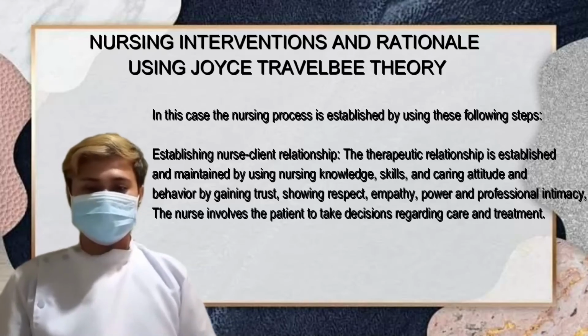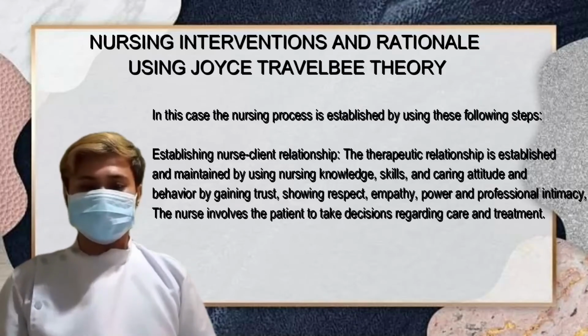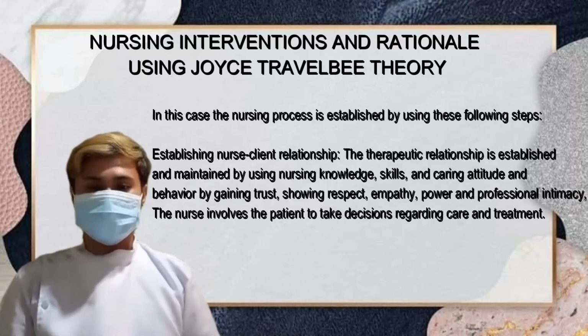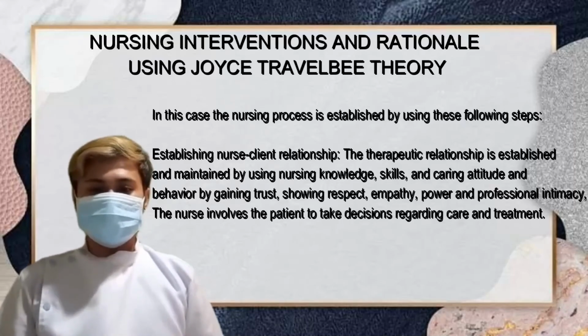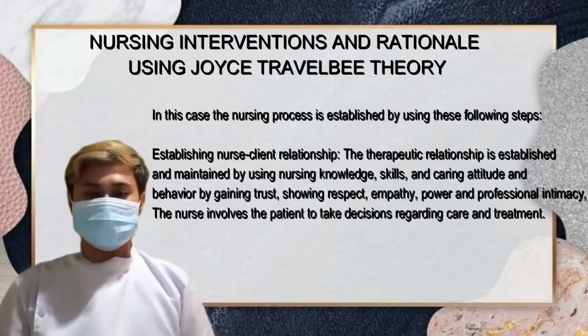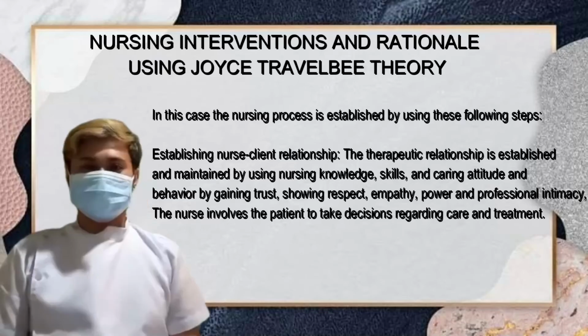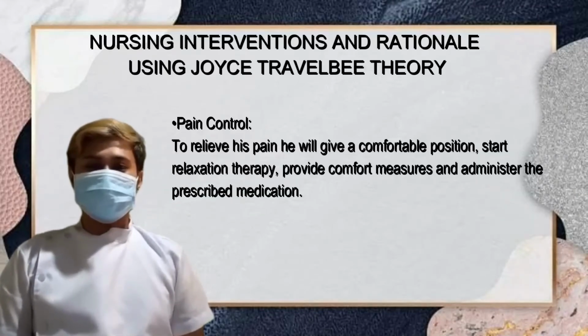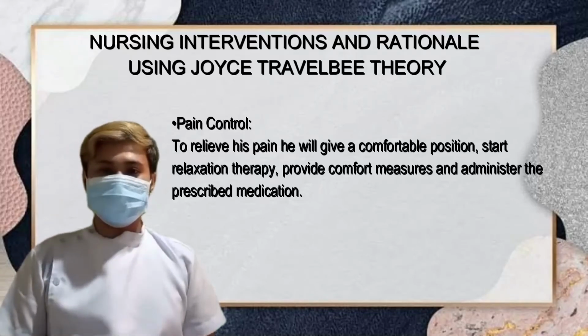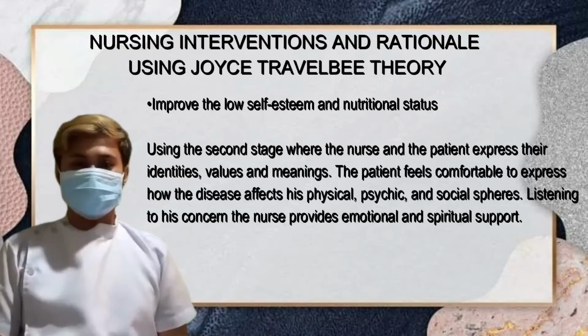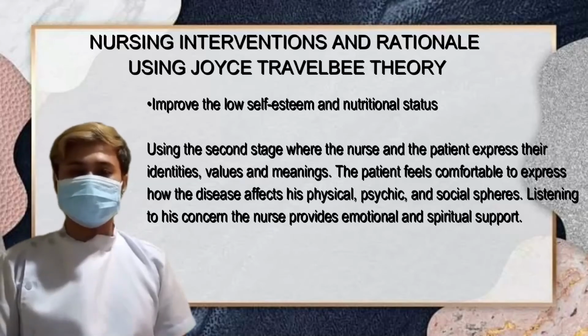Establishing nurse-client relationship. The therapeutic relationship is established and maintained by using nursing knowledge, skills, and caring attitude, behavior by gaining trust, showing respect, empathy, power, and professional intimacy. The nurse involves the patient to take decisions regarding care and treatment. Pain control. To relieve his pain, give a comfortable position, start relaxation therapy, and provide comfort measures and administer the prescribed medication. Improve the low self-esteem and nutritional status.